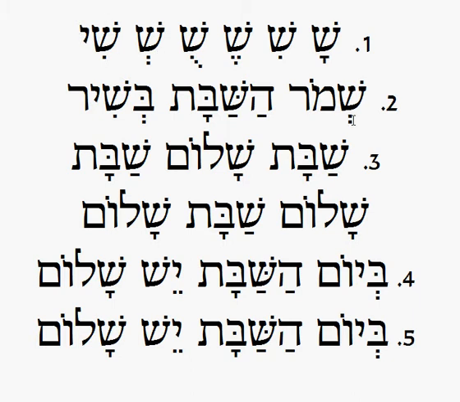Shemor. Sh-mor. Ha-shabbat. Ha-shabbat. B-shir. Now notice this, the e sound of the hirik is sh-ear. B-shir.